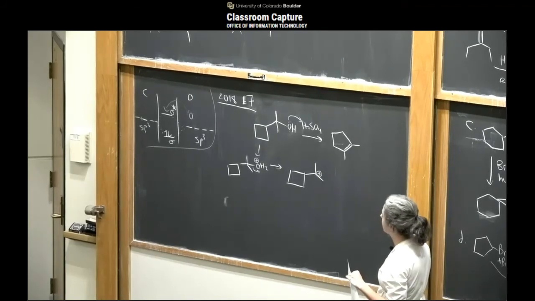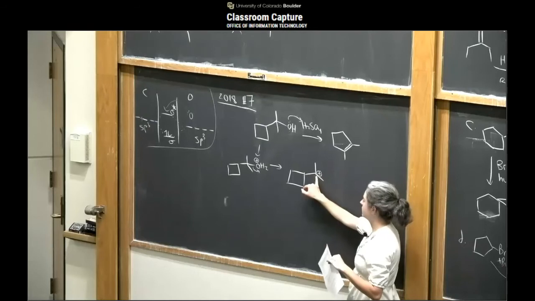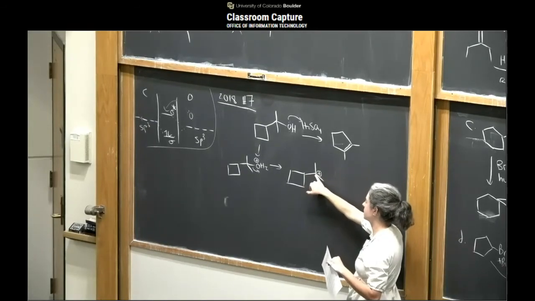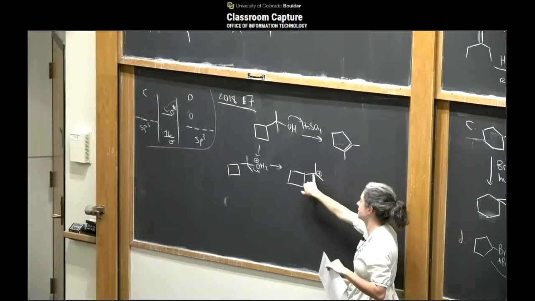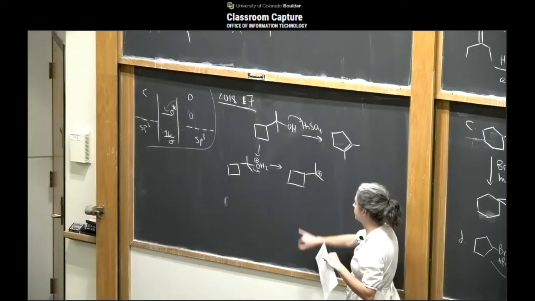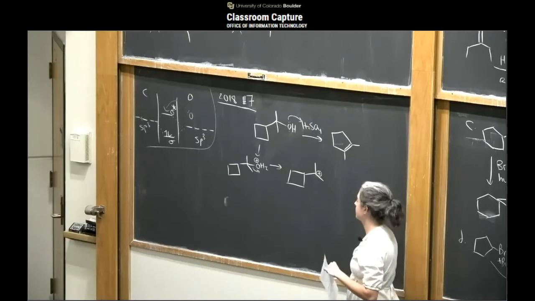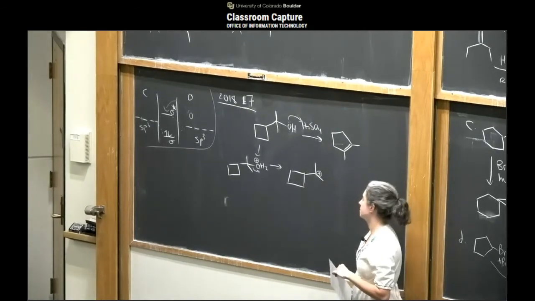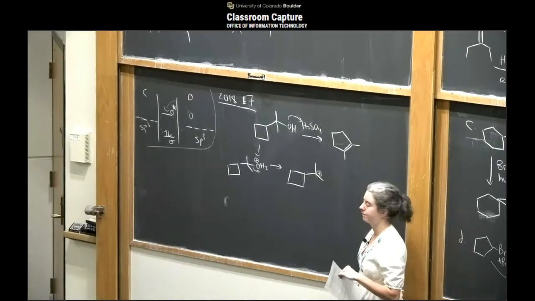We know that there's no reason for this to rearrange in terms of getting to a better tertiary carbocation because it is already tertiary. But we can still do rearrangements if there's something that energetically favors it. So for example, going to a more stable ring size would still give this thing motivation to rearrange.